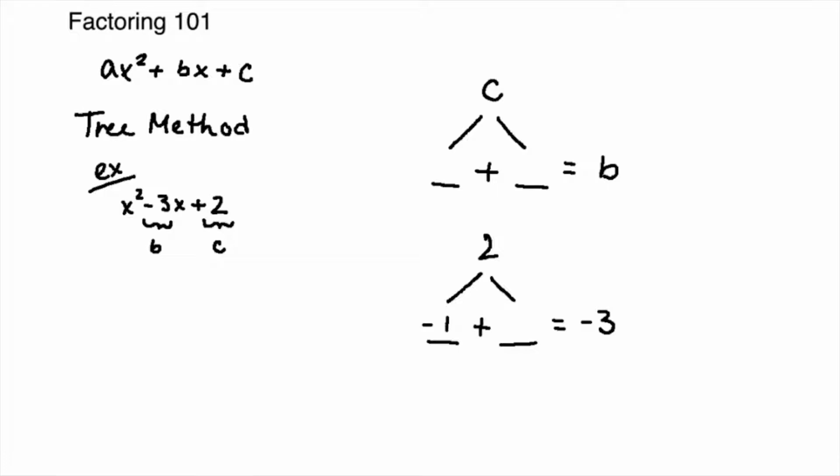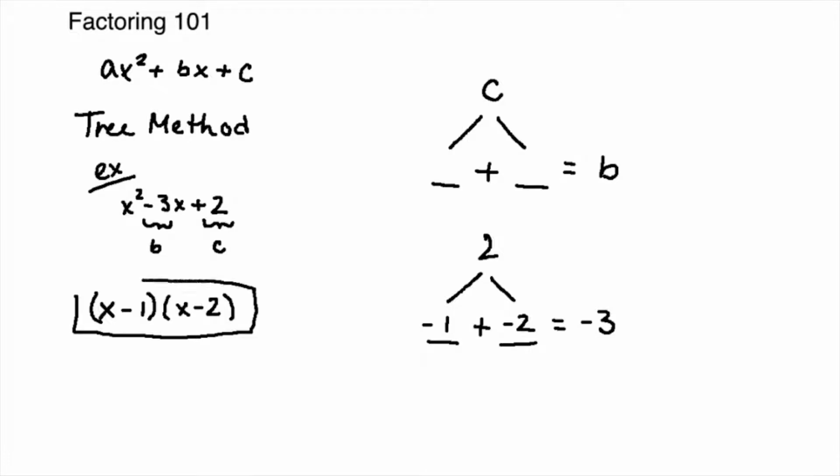So we should have -1 and -2 here. Those actually give us our factors. So we should have x minus 1 times x minus 2, and that's our factored form. You could check by multiplying the two factors back together and distributing everything. Sometimes it's called FOILing.